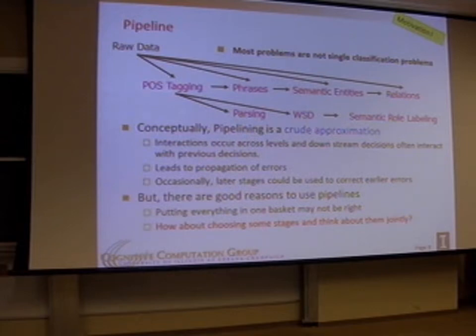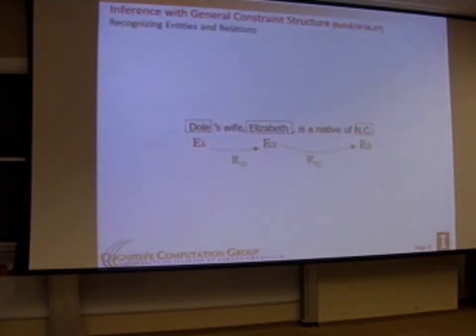One way to think about it is, why don't we just think about some consecutive stages in the pipeline? For example, looking at entities and relations and trying to do this together. Thinking about it this way gives a problem of this sort. Think about the information extraction problem, where I want to identify entities like Dole, Elizabeth, North Carolina, and I want to identify relations between them. I'm showing here two of the relations that exist between these three entities. There could be more directed relations between three entities.